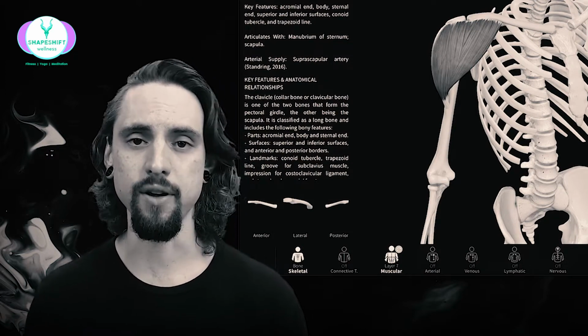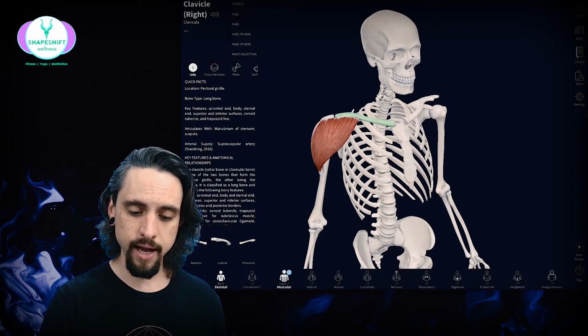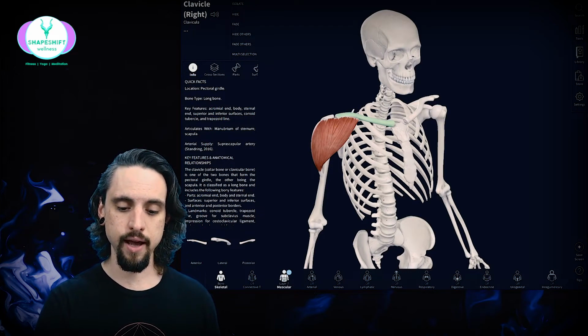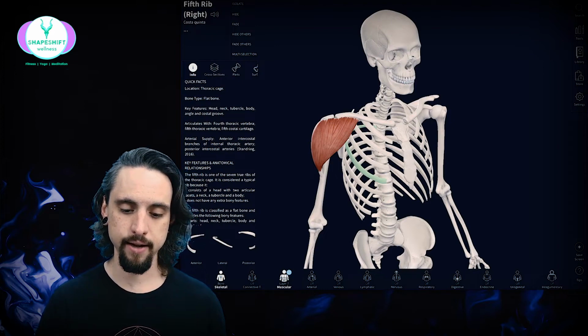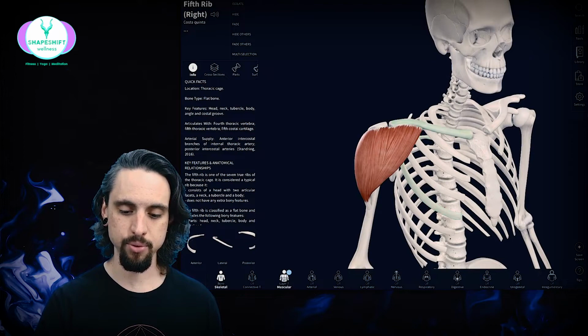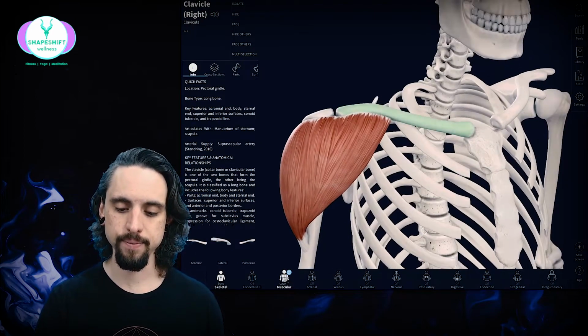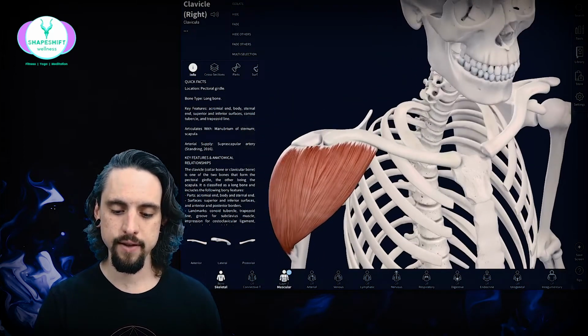Now let's learn about the collarbone. Okay, so here we have an anatomy model in the Complete Anatomy app by 3D4Medical. If you want to check out this app, it's pretty cool. Here's the clavicle. And what we're going to see is that this is really important.